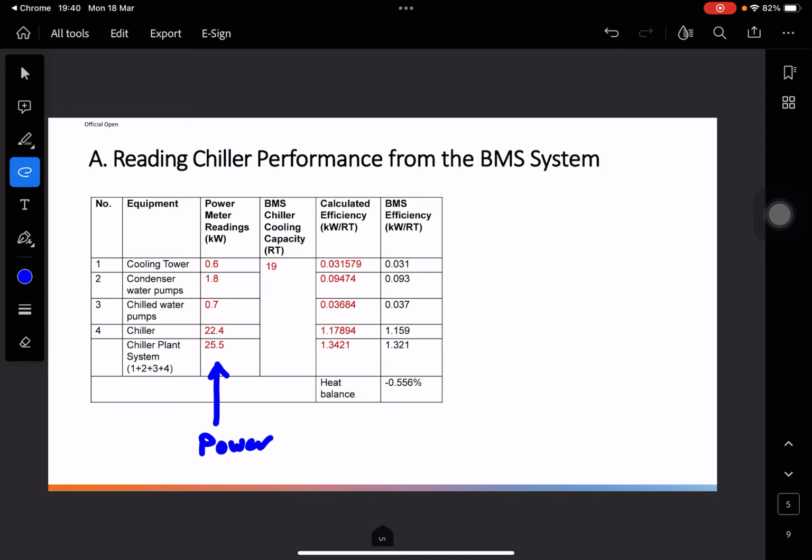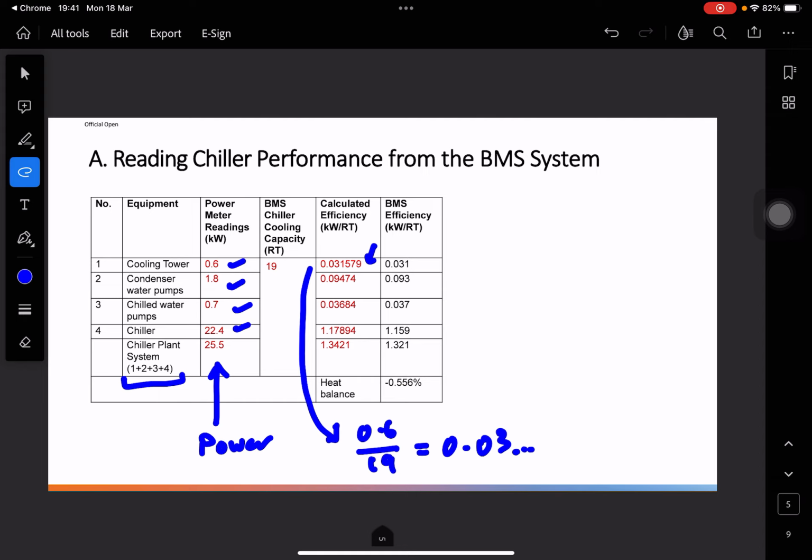Once you read, let's say, the cooling tower, the condenser water pump, the chilled water pump plus the chiller, you add it up together, and this will give you the system power. After which you can have a calculated power in kilowatt per RT. For example, the first one will be 0.6 divided by 19, which will give you approximately 0.03 something. That is your kilowatt per RT. You calculate that through, and then the BMS efficiency is also calculated.